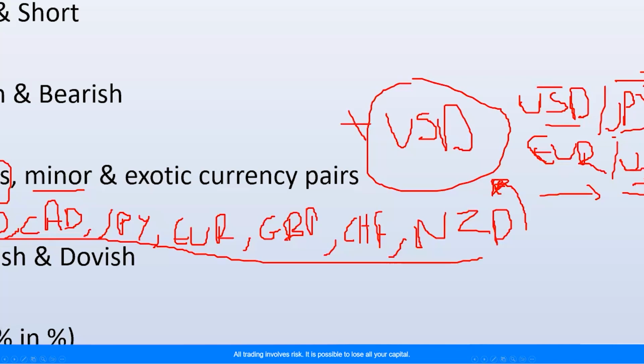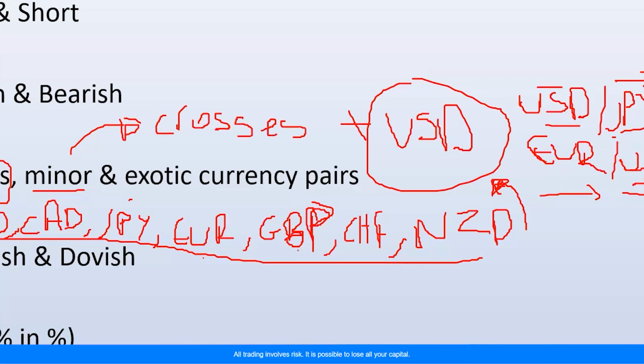So you can have the Aussie against the Japanese yen, or the euro against the GBP. Oh my days, this is horrible. Yep, this is B, this is P. Great Britain's pound, so we're talking about the currency of the United Kingdom. So you're going to have Euro GBP as another minor. Also remember that minors are called crosses.